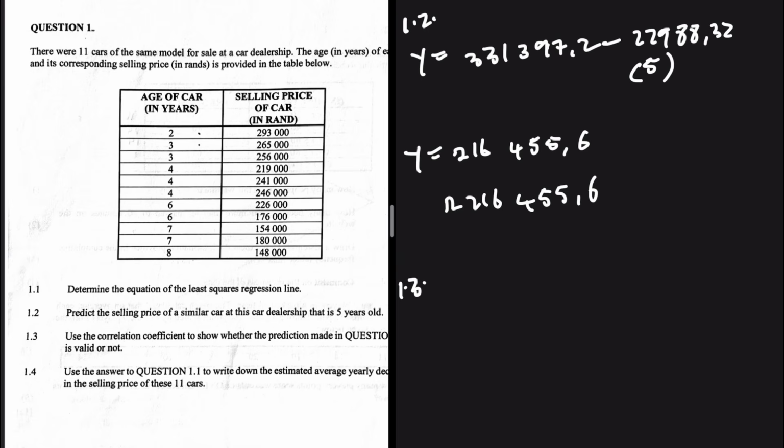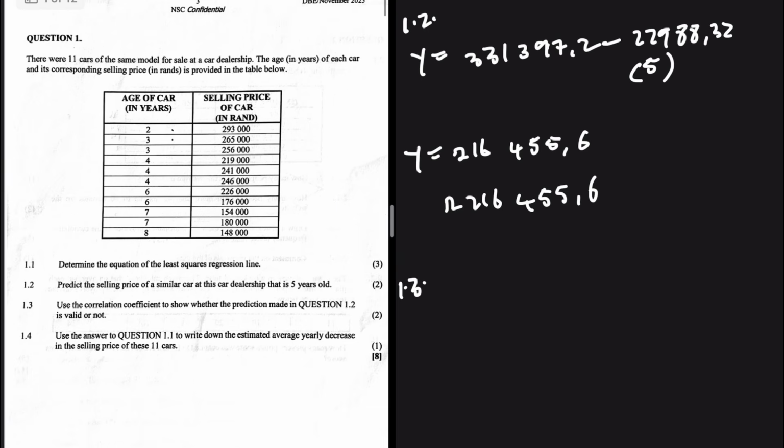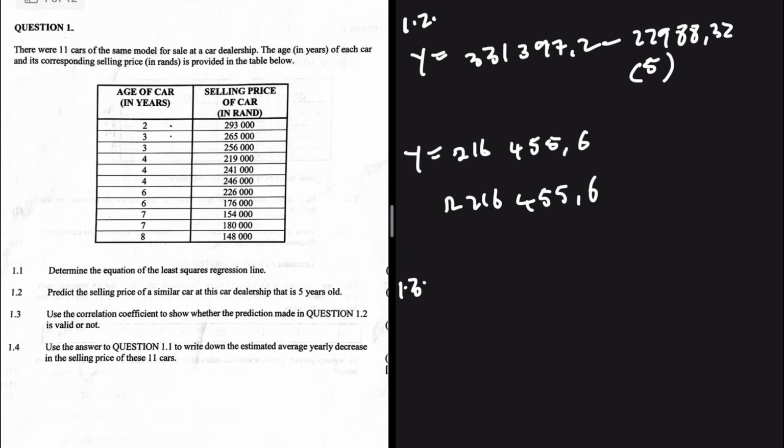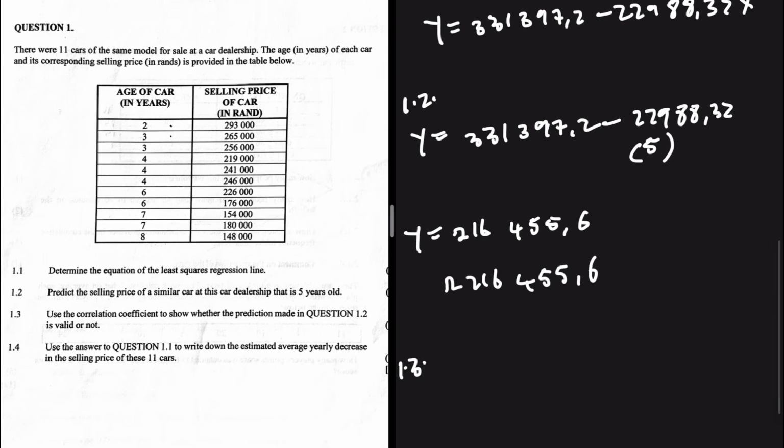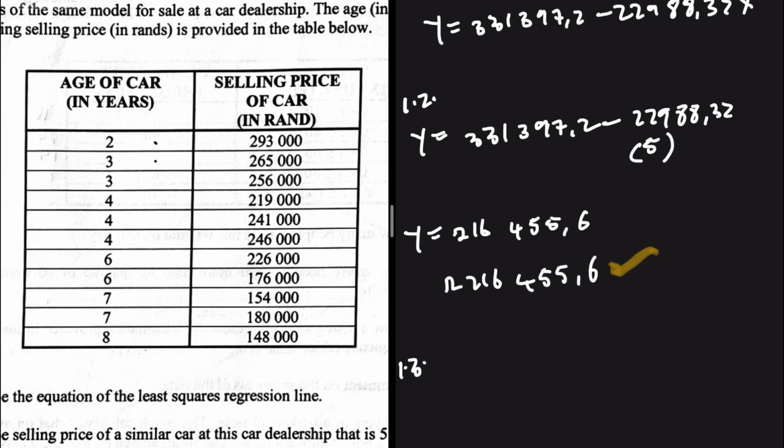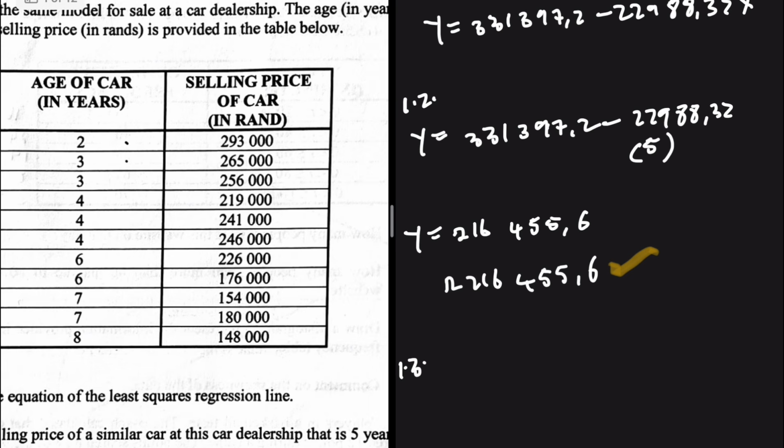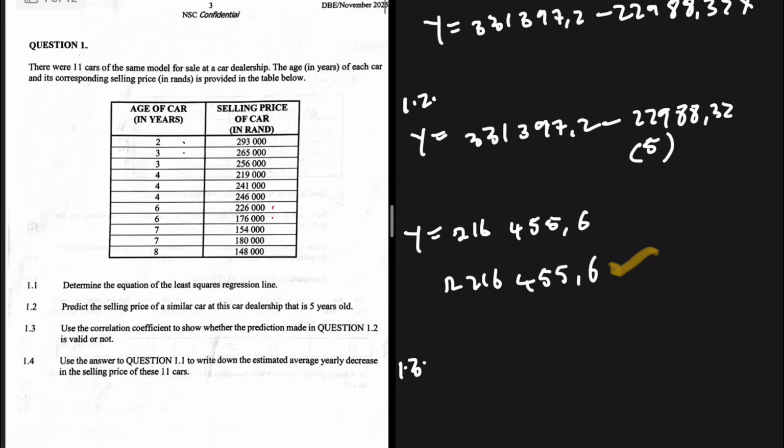And then the answer to 1.3, use the correlation coefficient to show whether the prediction made in question 1.2 is valid or not. In 1.2, for a 5 year old car, the price is 216,455.6. But when we come to our table, we have two prices for 4 years, 219 and 246, and for 6 years, we have 176 and 226. So does 216 make sense for a 5 year old car? It makes a bit of sense.